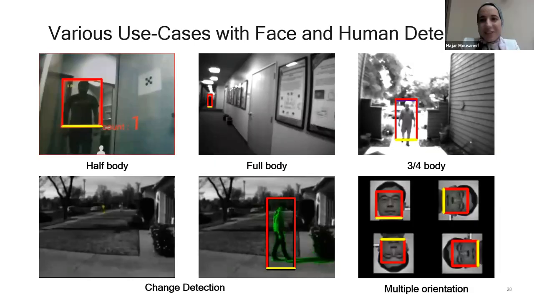Go ahead. Sorry to interrupt you. There is a question in the Q&A that Raul wants you to elaborate a bit more on the performance achieved on applications like human detection, in terms of latency and accuracy, and how it can be customized?